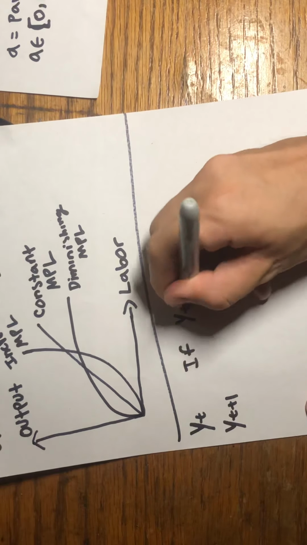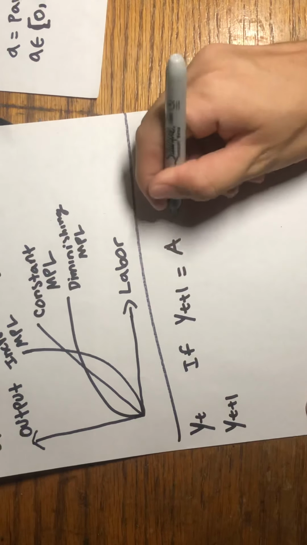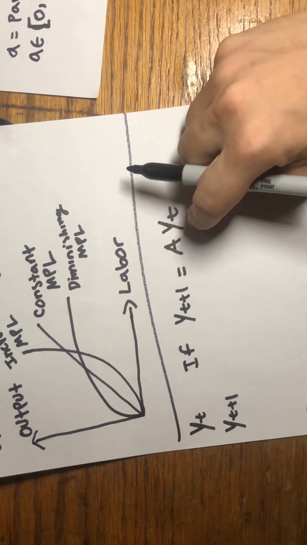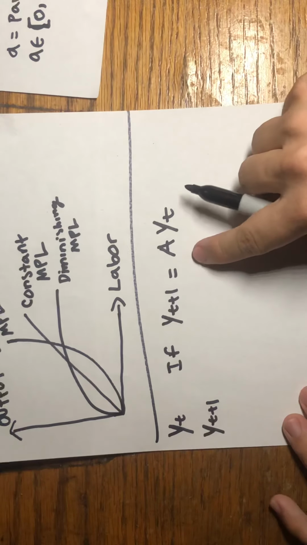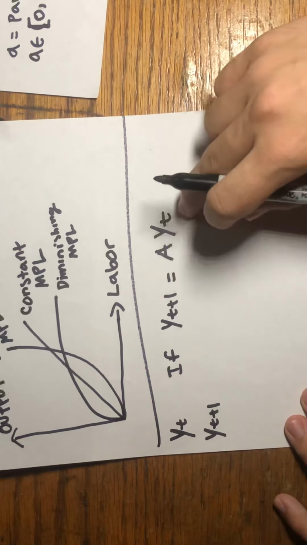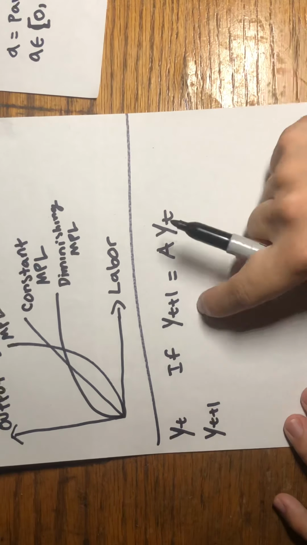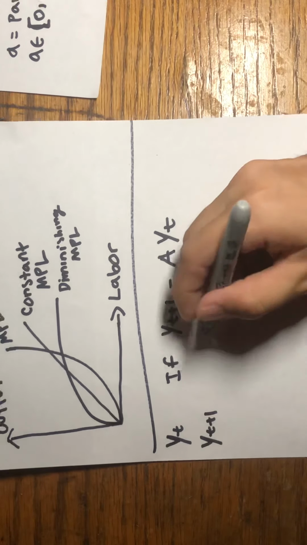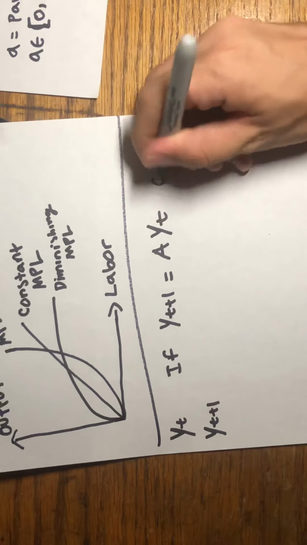If y_{t+1} is equal to A, which is technology, multiplied by y_t, then we see that this is constant. So what this is basically saying is that with our technology inputs, or with our technology adjusting, we can see that our output back then is the same as now. So it's still growing at a constant rate. Now, this is constant, by the way.